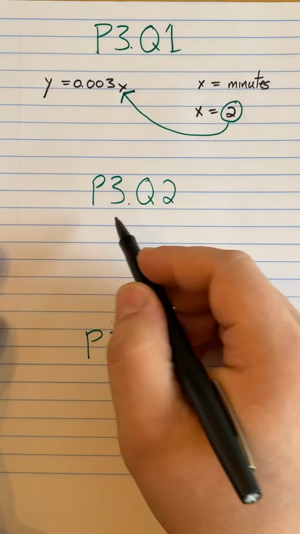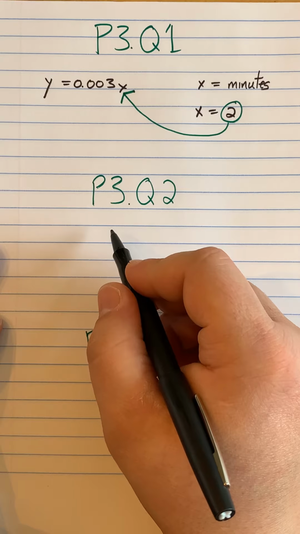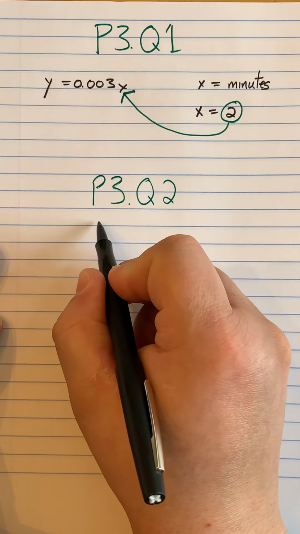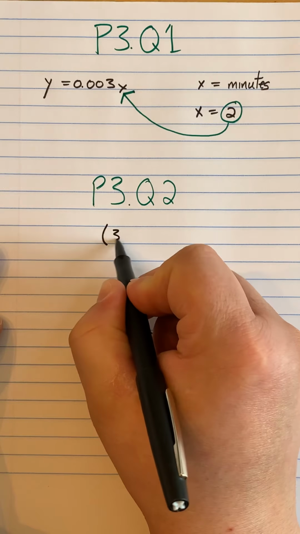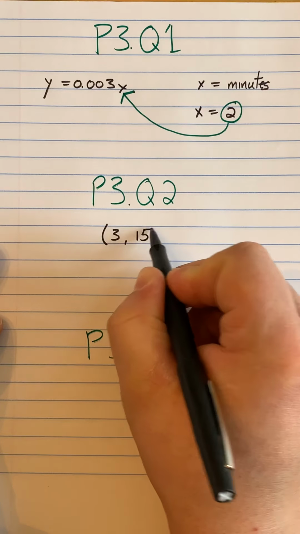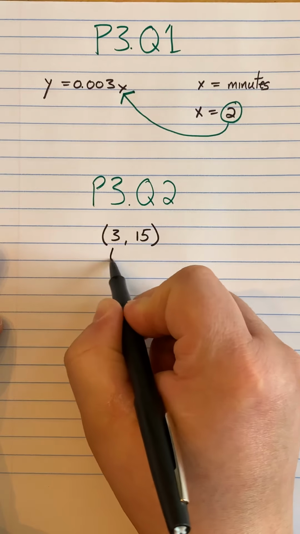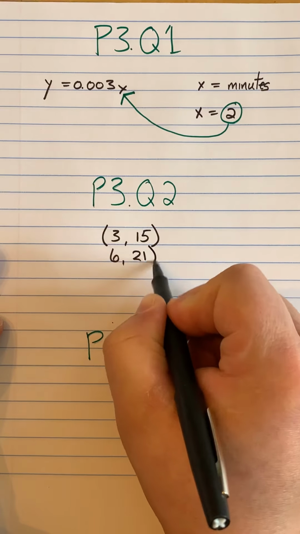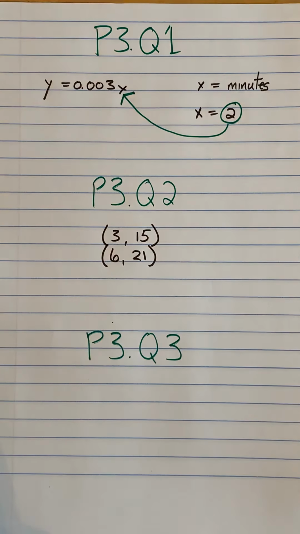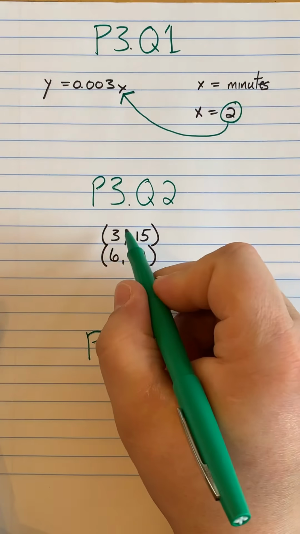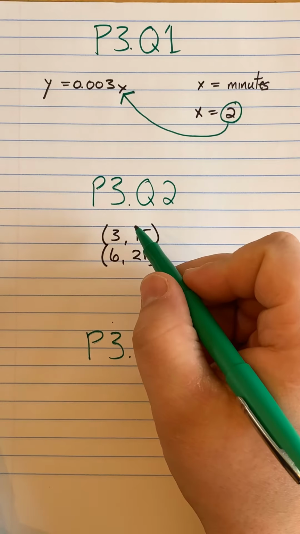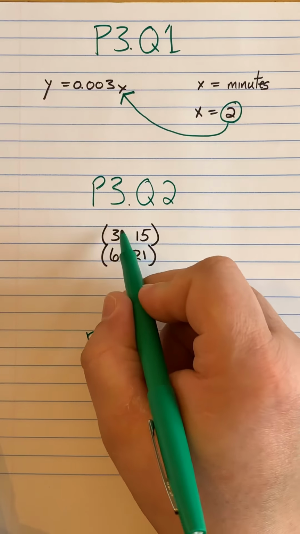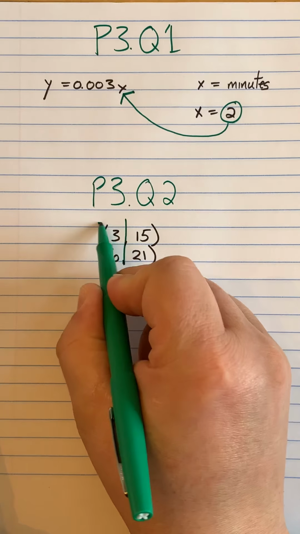Question 2, they're asking what is the rate of a function? And they give you these 2 coordinate pairs, 3, 15 and 6, 21. Now the neat thing about this is the shortcut method for finding the rate of change from 2 points is to set them up as a table. We can obviously use the slope formula, but the shortcut way is to set it up like a table, right?